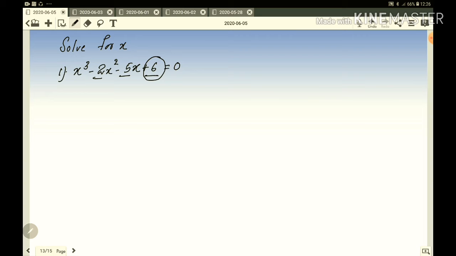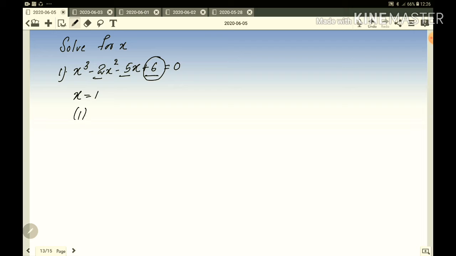Think about the factors of plus 6. Plus or minus 1 is there, plus or minus 2 is there, plus or minus 3 is there, then plus or minus 6. You have to start from the smallest one. Okay, so plus 1 and minus 1. Start with the plus 1, that is easy. Let me check: if x is equal to 1 gives the answer 0, that means it's a solution. Clear? Let me check that one.